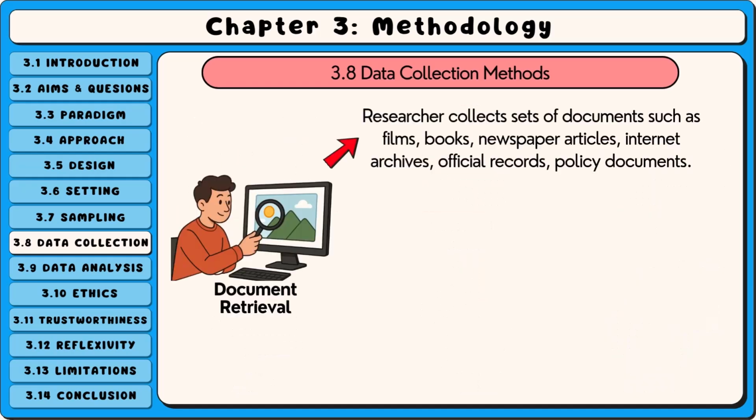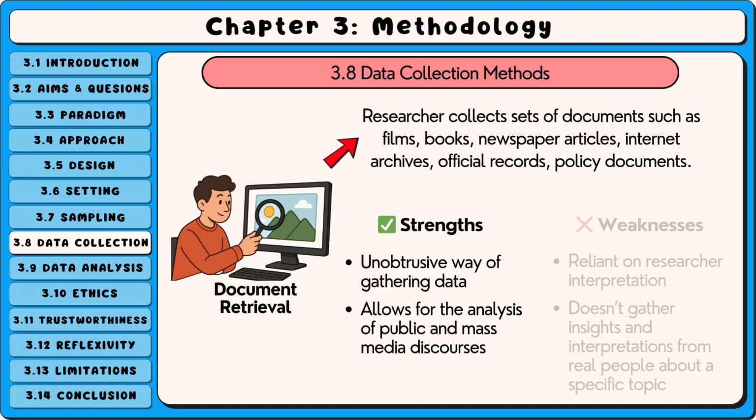This is where the researcher collects sets of documents such as film, books, newspaper articles, internet archives, records, and policy briefs, which they will then analyze through linguistic and semiotic analysis methods. A strength of this approach is that it is an unobtrusive way of gathering data. Practically, it is a relatively easy approach because you can get the data off the internet or similar open source locations without having to get researcher participants together to give you their insights.